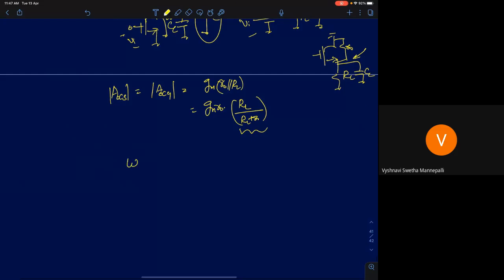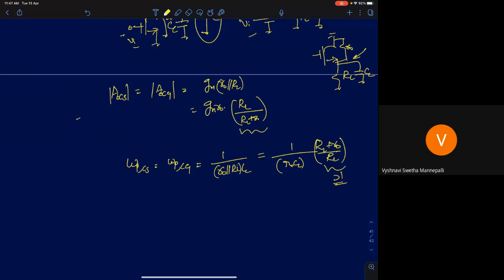And what happened to the pole locations? Omega PCS was approximately equal to omega PCG. This was equal to 1 by ROCL previously, but now it's going to be 1 by RO parallel RL times CL. This I can write as 1 by ROCL into a factor RL by RL plus R naught. So that will go into the numerator. You will get RL plus R naught by RL. So this term is greater than 1.